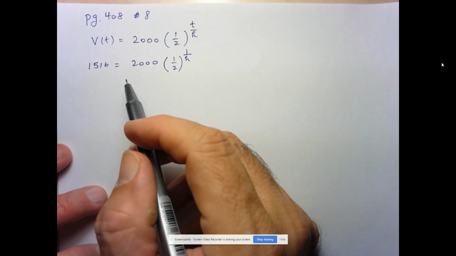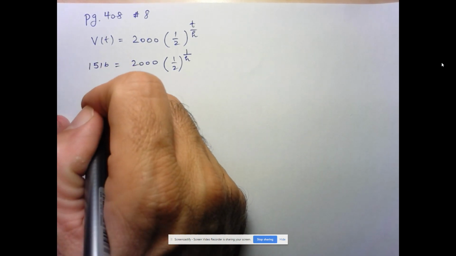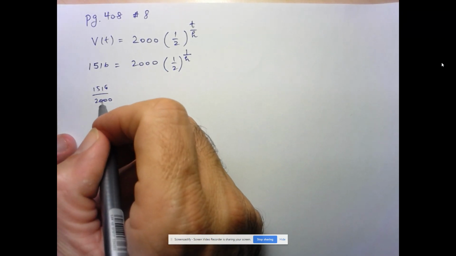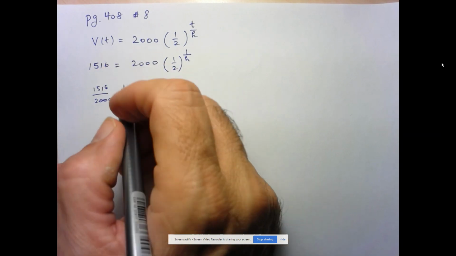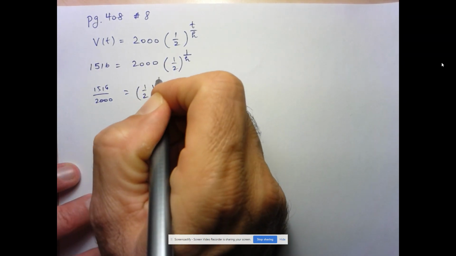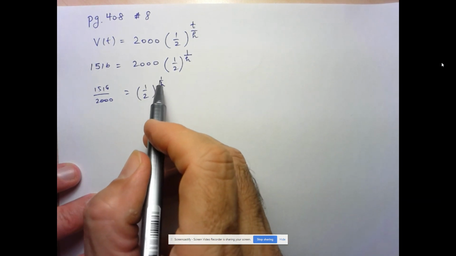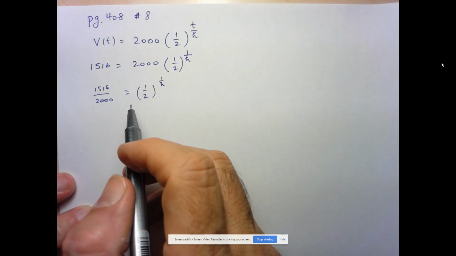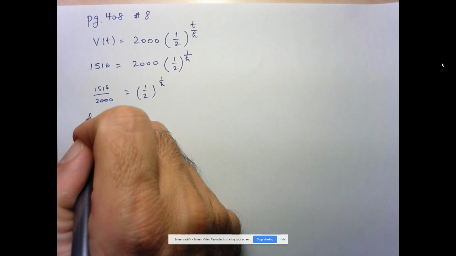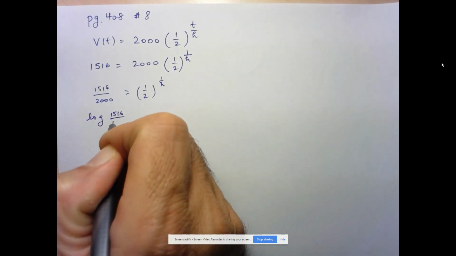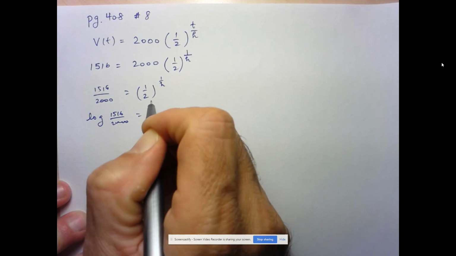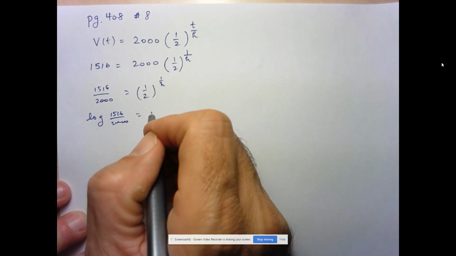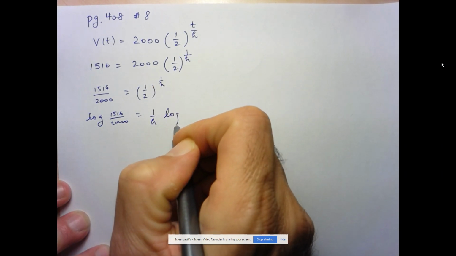All right, so here we're just going to solve. I'll divide both sides by 2000, so 1516 over 2000. I'm not going to bother even calculating that since I'm going to use my calculator later on. Equals 1/2 to the 1 over h. And here, in order to get this variable out of the exponent, I'm going to take the logarithm of both sides. And since I'm going to be looking for an approximation, I'm going to take log base 10. So I've got log base 10 of 1516 over 2000 equals log base 10 of the right-hand side. Well, I'm going to use the ski slope rule to bring down that 1 over h.